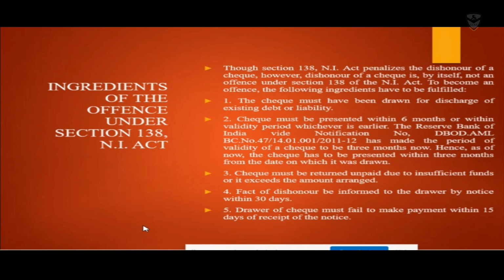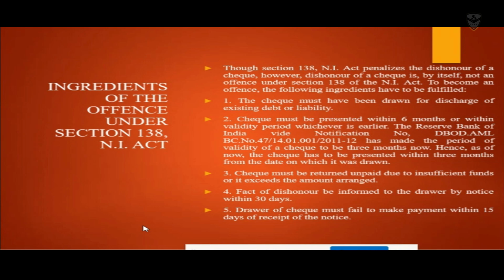Third, the check must be returned unpaid due to insufficient funds or because it exceeds the amount arranged. So when the check is presented for collection, it should have been returned with the reason of insufficient funds or that it exceeds the amount arranged. If there is no sufficient balance and the check is returned, only in that case can we file a complaint under Section 138.